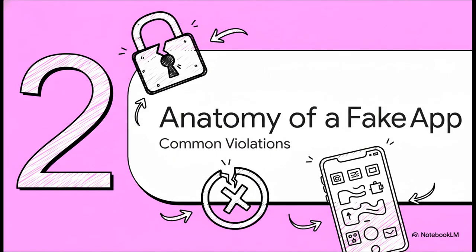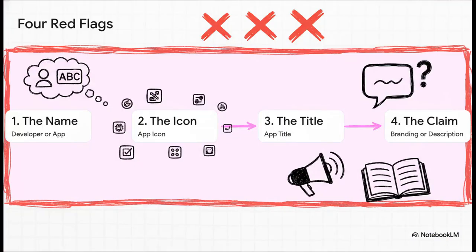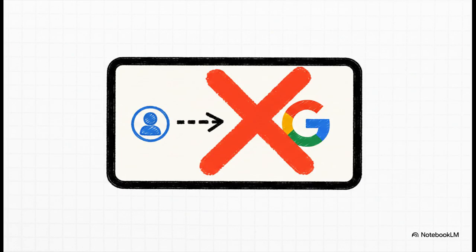To really get this rule, we need to look at where developers trip up the most. So let's dissect the anatomy of a fake app by looking at some of the most common ways people violate this policy. These violations usually fall into four main categories. You could call them red flags: your developer name, your app's icon, its title, and any claims you make about it. A mistake in just one of these areas can get you a policy violation, which could mean your app gets taken down or even your entire account gets suspended. It's serious stuff.